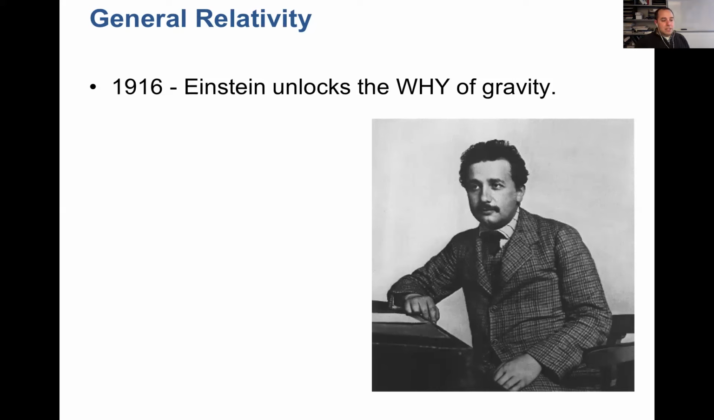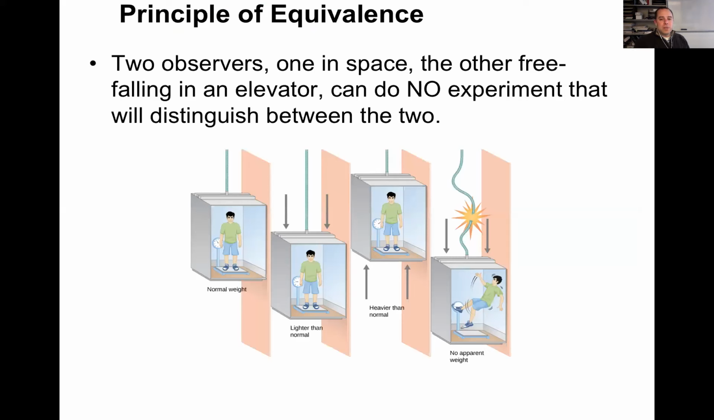One of Einstein's major discoveries in the development of his general theory of relativity, which is his theory of gravity, is the principle of equivalence. Let's talk briefly about the principle of equivalence. We've already seen our dude in an elevator, right? Here's our dude in an elevator.